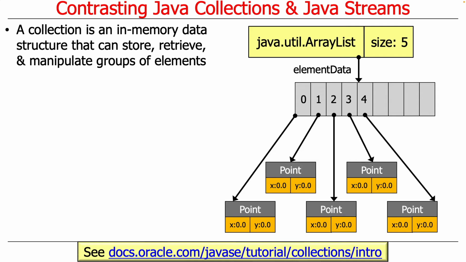A collection is typically an in-memory data structure that can be used to store, retrieve, and manipulate groups of elements, or a collection of elements. Trying to come up with another synonym for collection, so groups of elements. Again, here you can see we have our good old array list, which is an in-memory data structure, and you can use it to manipulate elements. The manipulations you can typically do are things like add an item to the collection, remove the first item, remove the nth item, check to see if an item is in the collection at some location, or whatever.